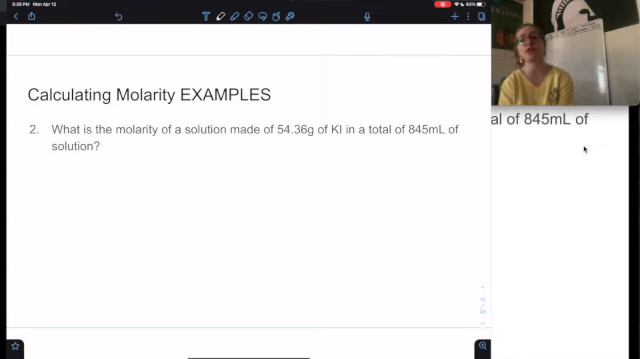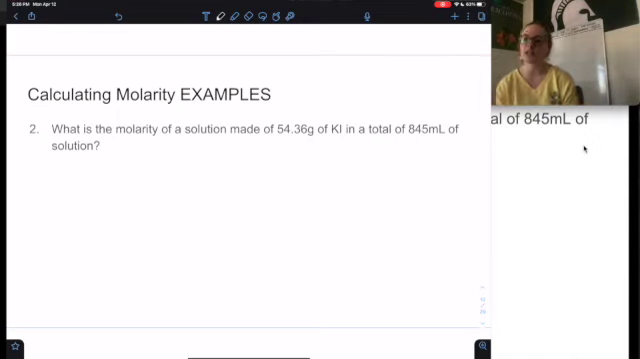So just as before when we were talking about R, the universal gas constant, we always had to make sure that we converted our units to match the units of R that I gave you. Here, we always have to be sure that we convert our units to match the units of molarity, which are moles per liters. Here, we're given grams and milliliters. So, to figure out how many moles of KI we have, we are going to need to convert from grams to moles.